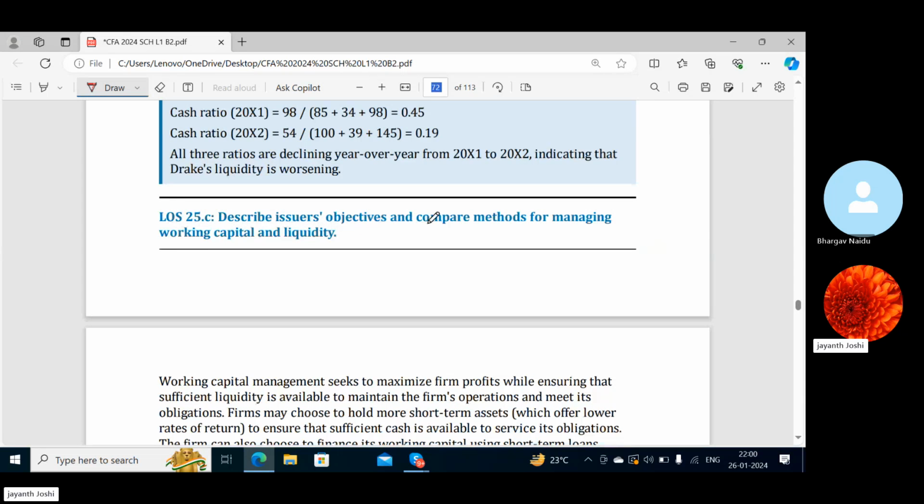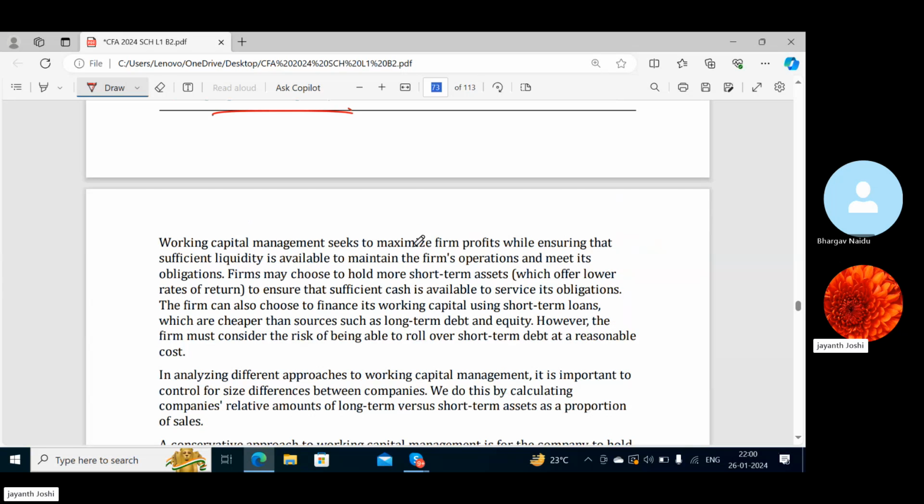Describe issuers' objectives and compare methods for managing working capital and liquidity. Working capital management seeks to maximize the firm's profits. If you manage your working capital properly, you have to ensure the standards we have seen in the ratios, whether it is collection of your money from customers, selling your goods to customers more often, or increasing your stock turnover ratio. Then you may be able to maximize your profits, or instead decrease your losses, right?